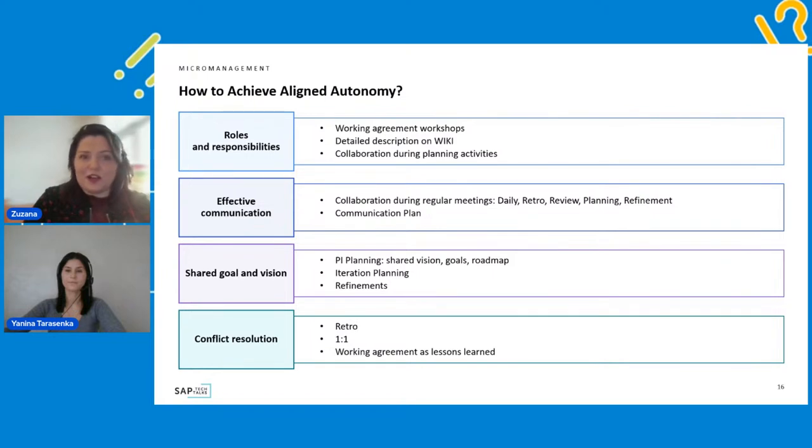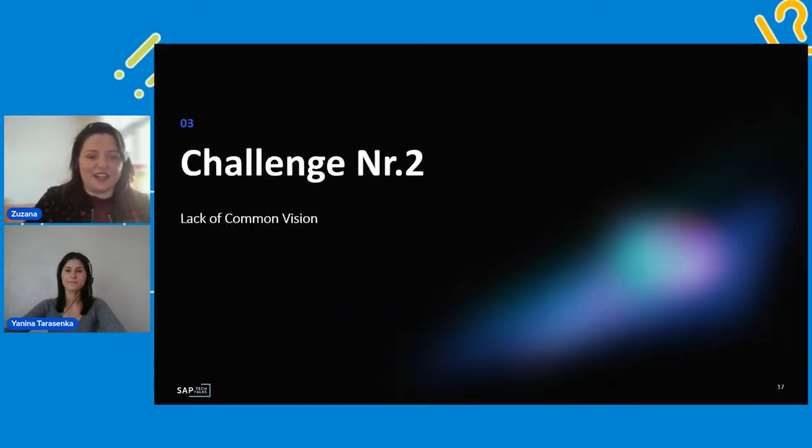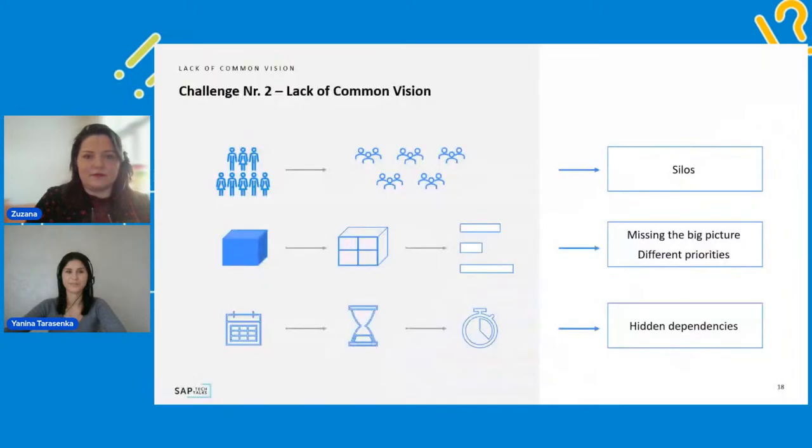Okay, so let's go now to the second challenge. Yana? Thank you, Zuzana. The second challenge we are going to speak about with you is lack of common vision. So in an Agile project, lack of common vision within a team can be detrimental to its success. Despite the organization's efforts sometimes to split into smaller, self-organized teams, the absence of shared understanding can lead to teams working in isolation or in silos.